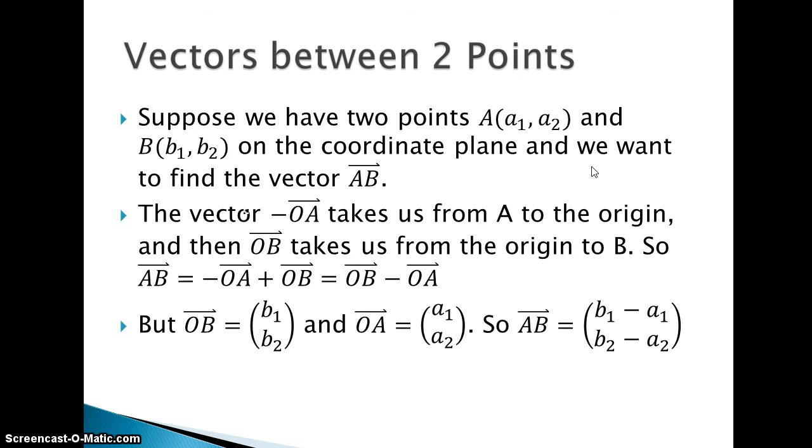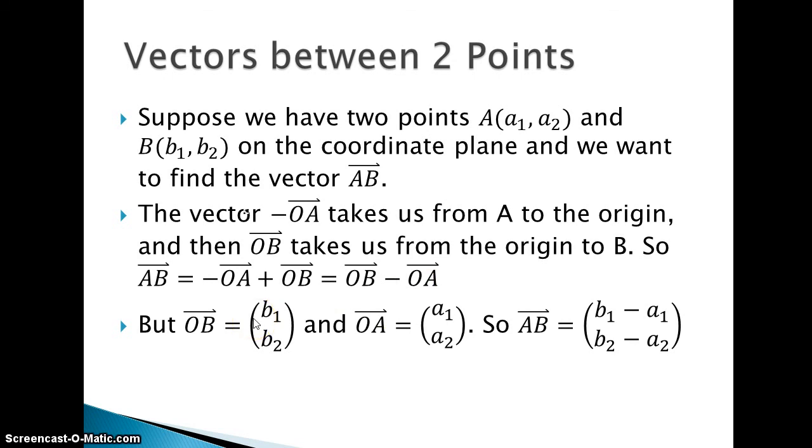But basically, we're starting at A. So I'm going to go from A to B by going from A to the origin, and then from the origin to B. So to go from A to the origin, I need to travel along the vector negative OA. And then from the origin to B, I travel along the vector OB. So this gives me that the vector AB is equal to the sum of the negative of vector OA and the vector OB. And just rearranging terms, this gives me OB minus OA.